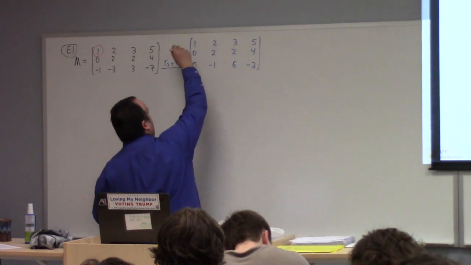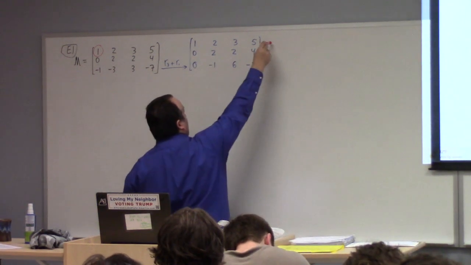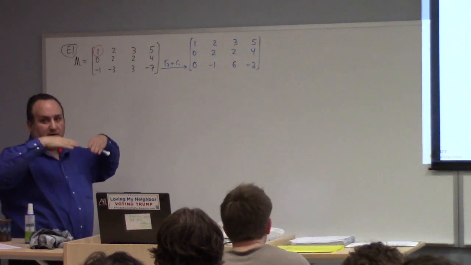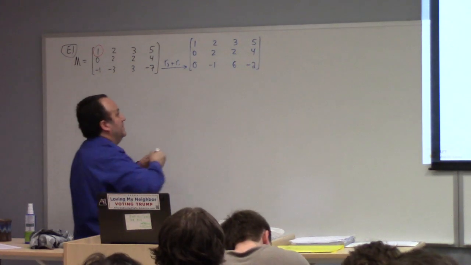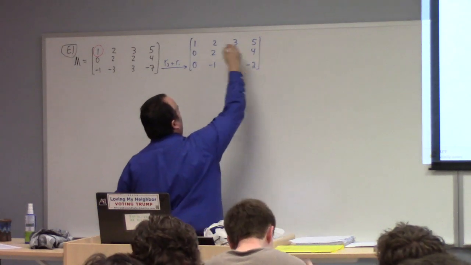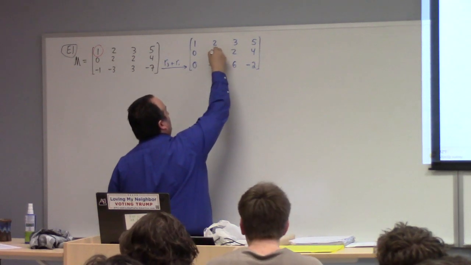So, all right, basically I'm done with row 1. Now I'm looking below row 1. Okay? So below row 1, my next pivot position would be 2.